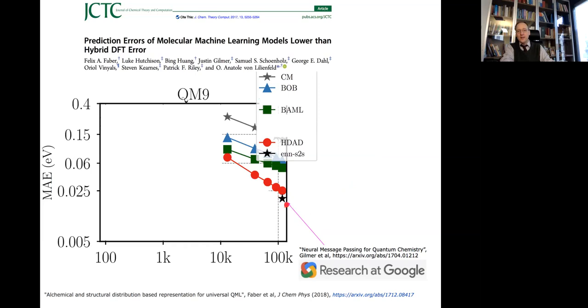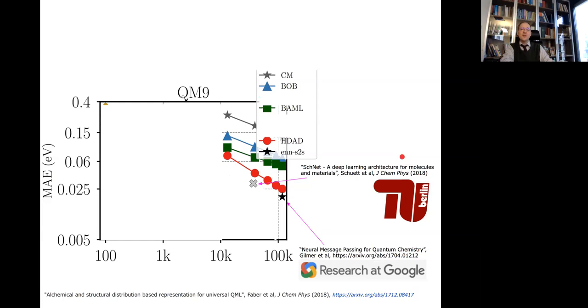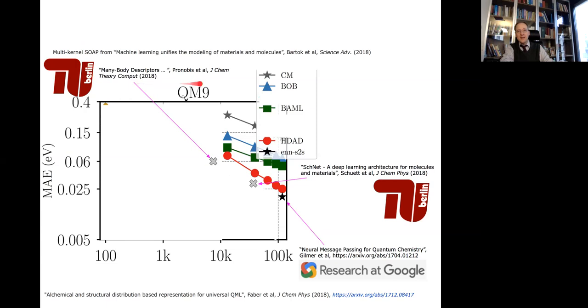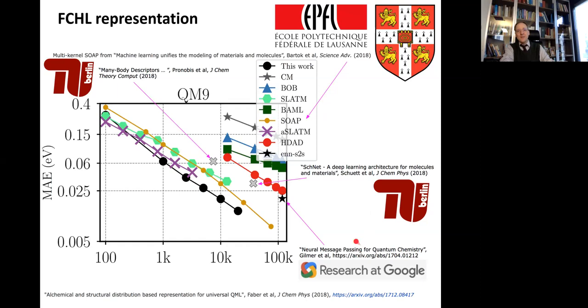There was also a neural network message passing network published by some of our colleagues from Google as well, right? Only trained on the largest training set. Then there was SchNet, which is another neural network. We also had a many-body descriptor. There's a kernel method coming up. And then we finally got the FCHL curve, this black line here. SOAP, which is from Gábor Csányi in Cambridge, is shown here in yellow.